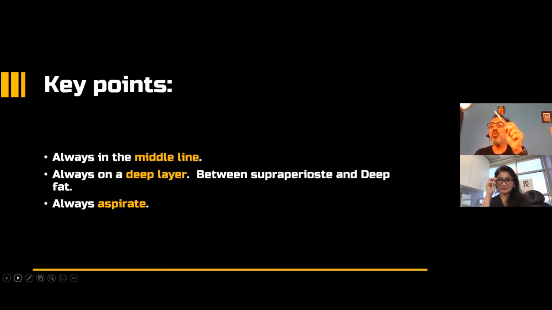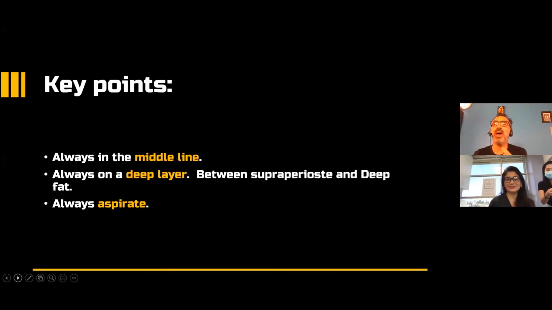Because one thing that I see in many injectors is that maybe they know a lot of anatomy, they know a lot of technique, they know a lot of products, but they don't know how to manage a syringe. So one thing that I tell them is to move the syringe.